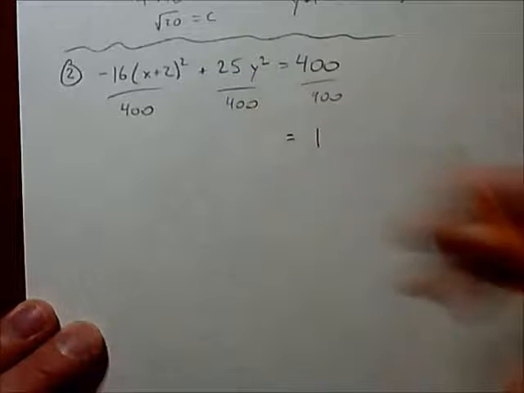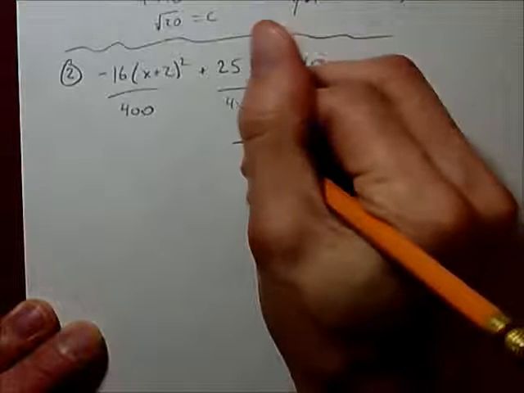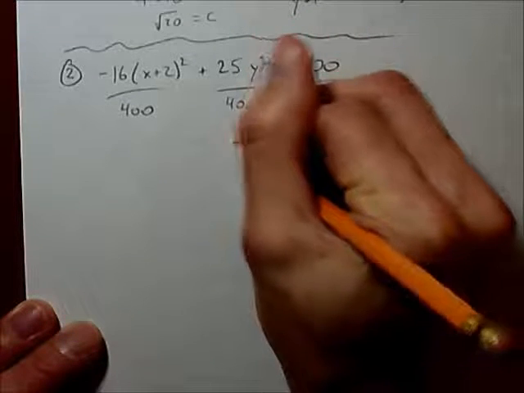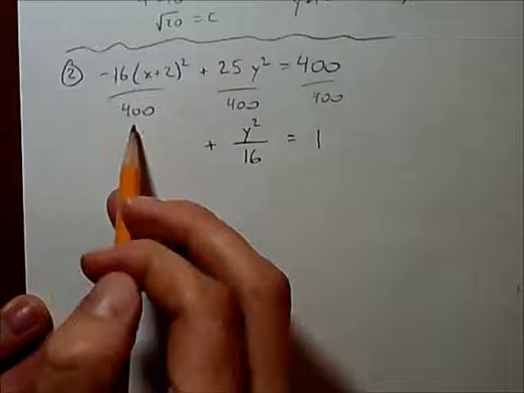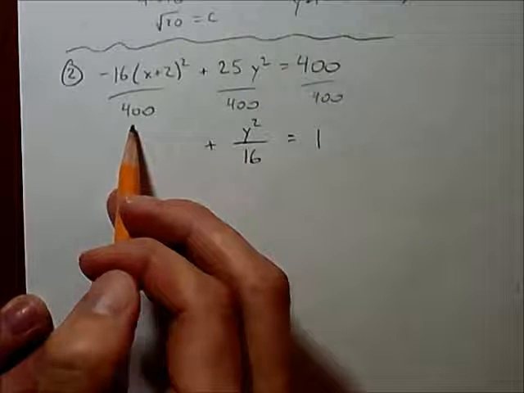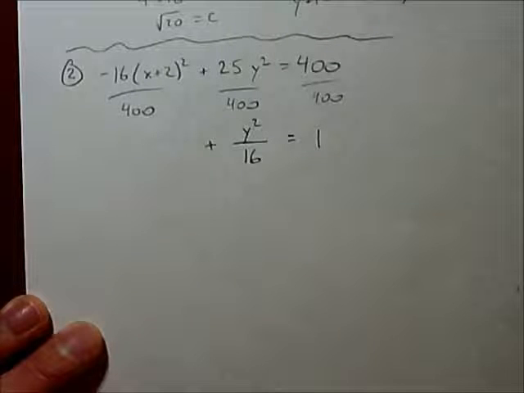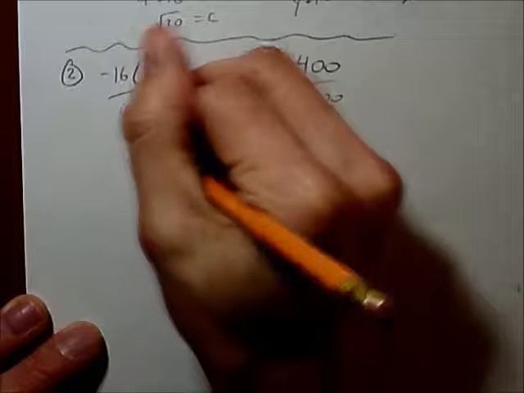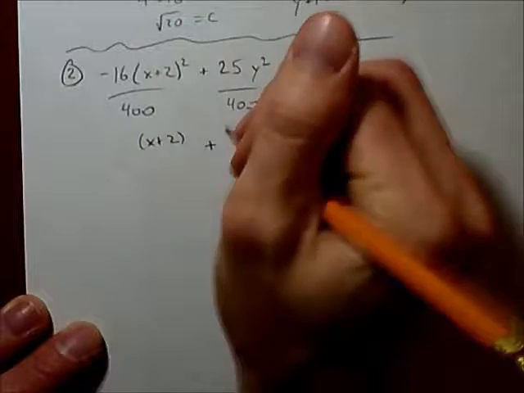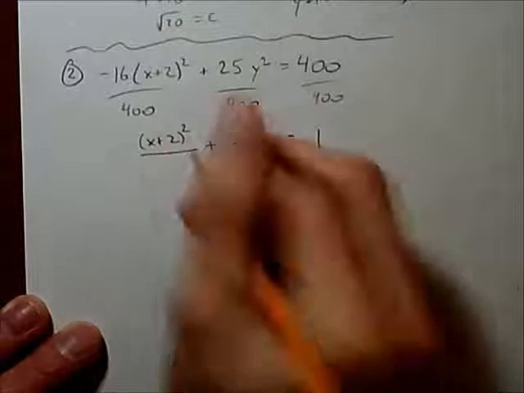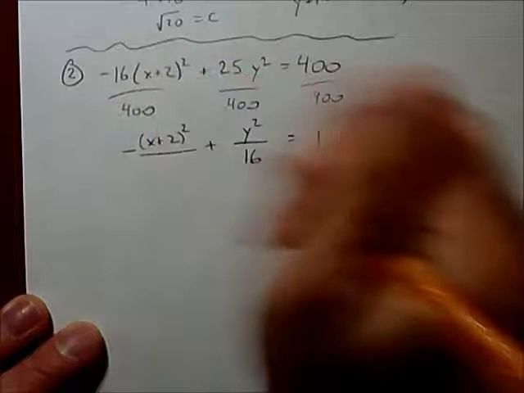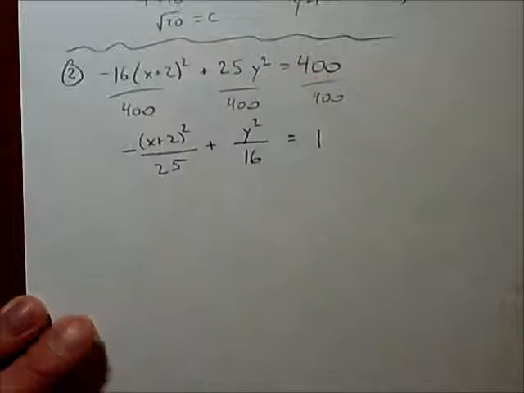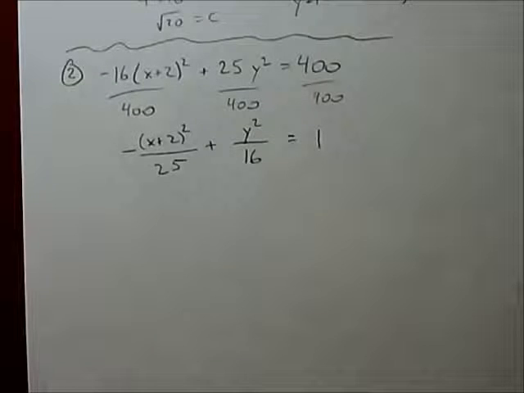So that's going to leave us with y squared over 16. And then the 16 and 400 can both be divided by 16. That gives us x plus 2 squared. It's still going to be negative over 25.